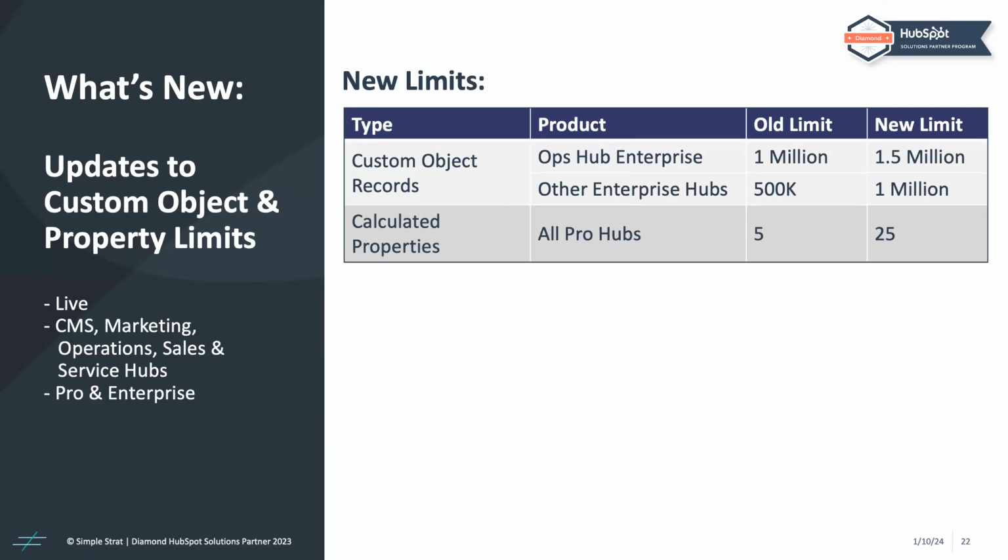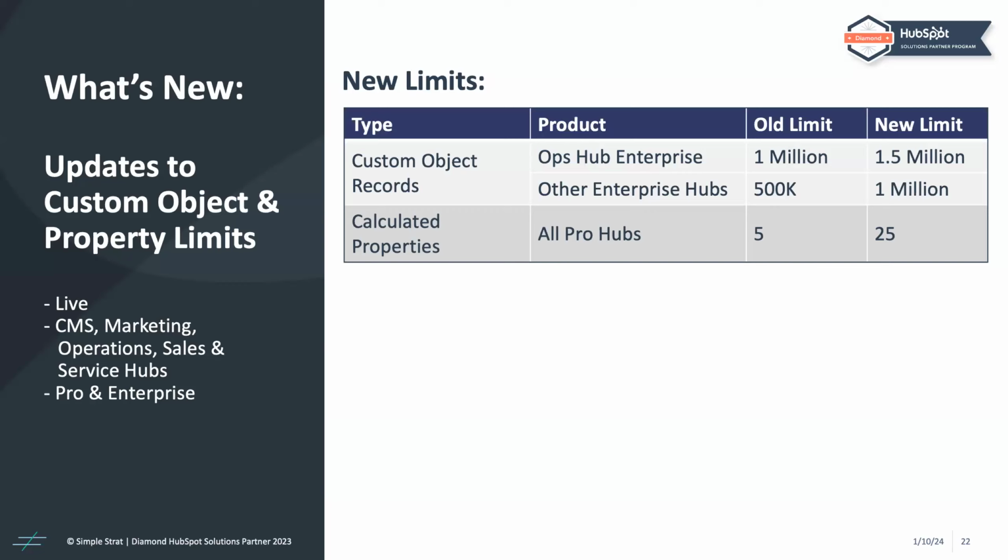The first change is custom object records, the amount of records you can save as custom objects. Custom objects are only available in Enterprise, and you get a higher limit if you have Operations Hub or if you don't. If you have Operations Hub, you used to be able to create up to 1 million custom objects across all of the custom objects you had defined. They added essentially 500,000, so you get 1.5 million.